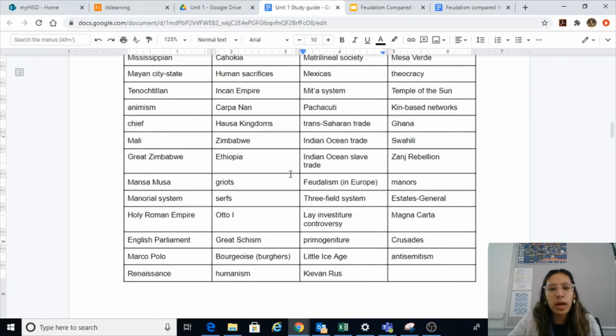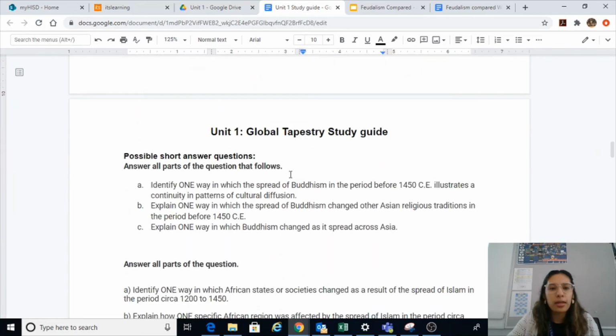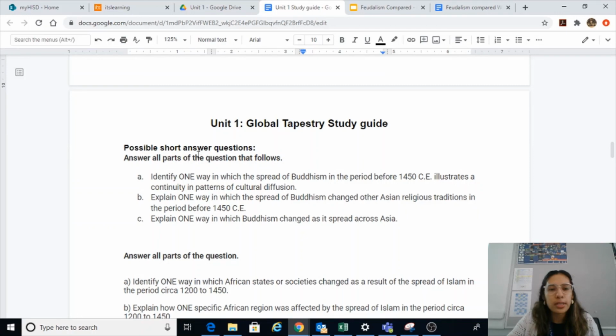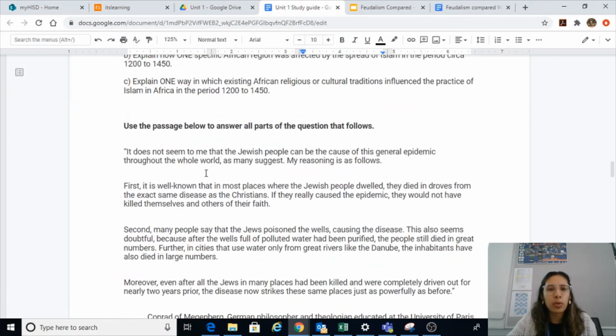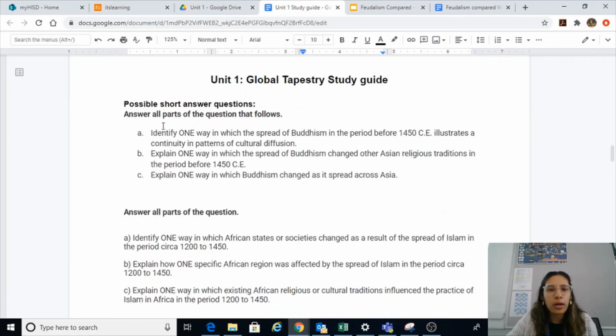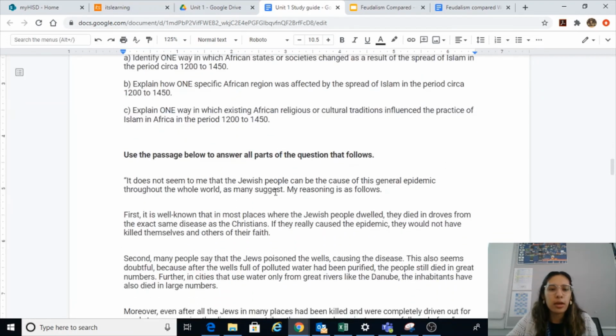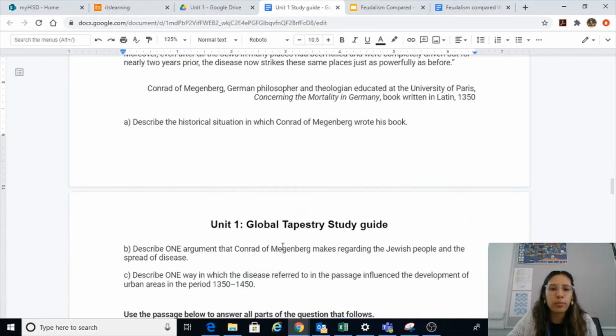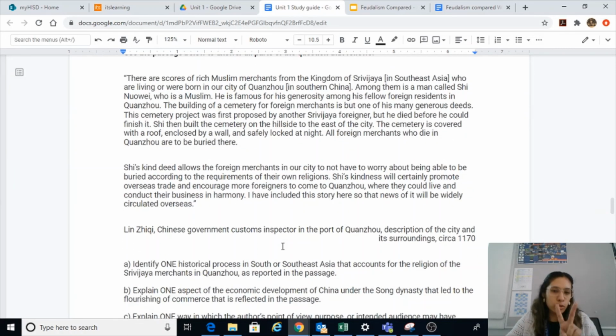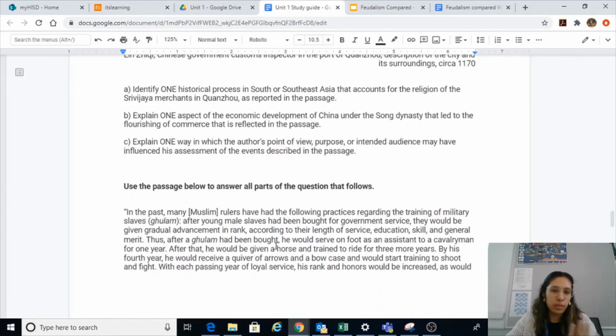So this is the vocabulary. And then the next part is all the possible short answer questions that I might give you. So I'm going to pick two from this list of possible ones. You can see some are just the short answer question without a stimulus, and then the other ones have a stimulus, so they have a primary or secondary source that will help you answer the question. Okay, so I'll choose two from these. It's going to be here.